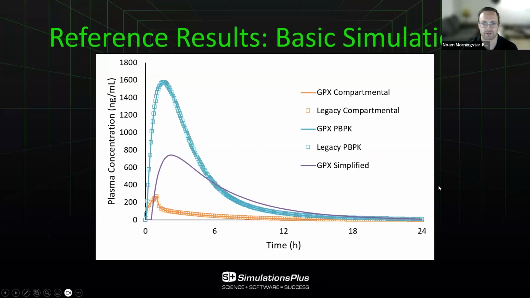And then for the simplified simulation, simplified absorption models are new in GPX, so we don't have a legacy comparator for that. But we do have the ability to compare it just to simple PK calculations to make sure we are getting the expected results.